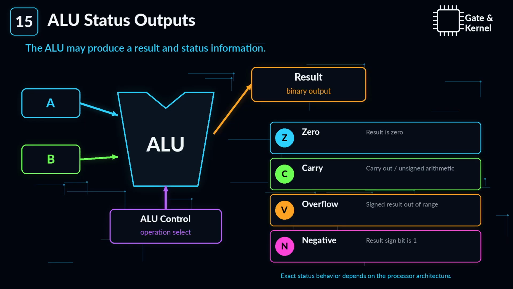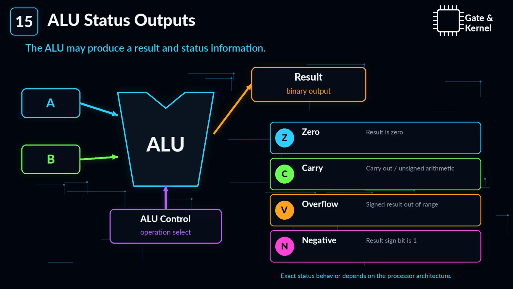Chapter 14. ALU status outputs. The main output of the ALU is usually the result. But an ALU can also produce additional status information. Common examples include 0, carry, overflow, and negative. 0 indicates that the result is 0. For example, if A minus B produces 0, that may indicate that A and B are equal.